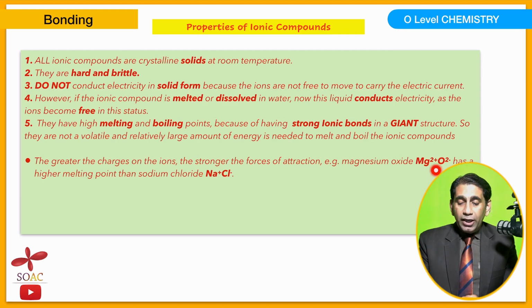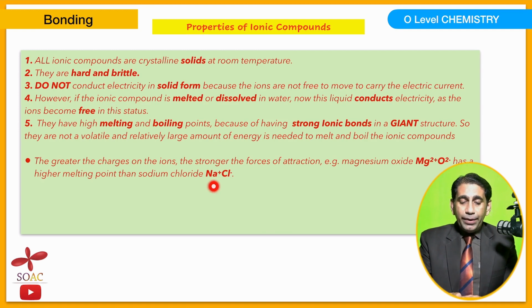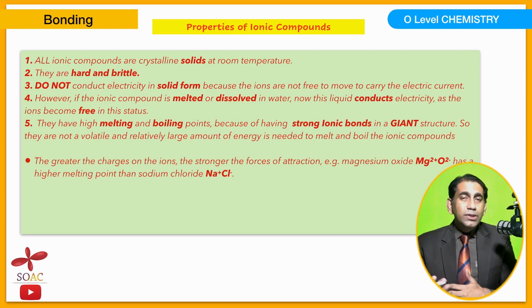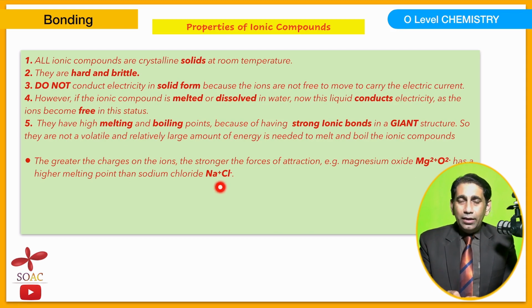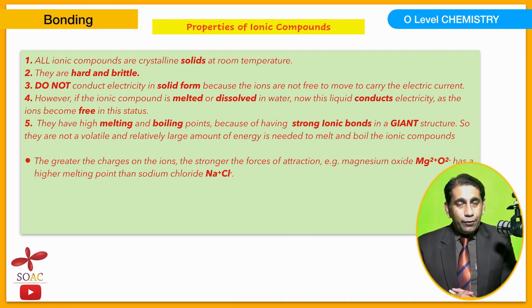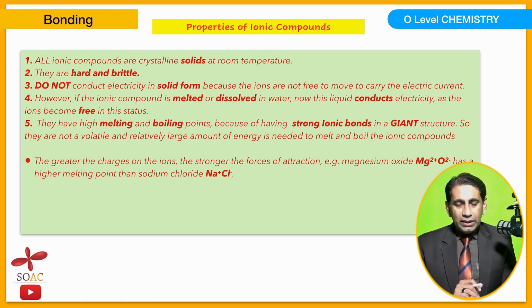For example, magnesium oxide has a remarkably high melting point as compared to NaCl. What is the reason behind it? Magnesium oxide has double positive and double negative charges, which attract each other more strongly as compared to NaCl. NaCl has fewer positive and negative charges in its formula unit. So the number of positive and negative charges also determines the strength of the ionic bond. The higher the charges, the stronger the ionic bond. The lower the charges, the weaker the bond.